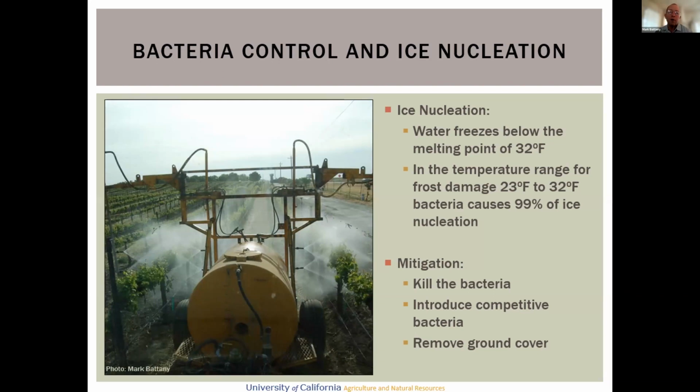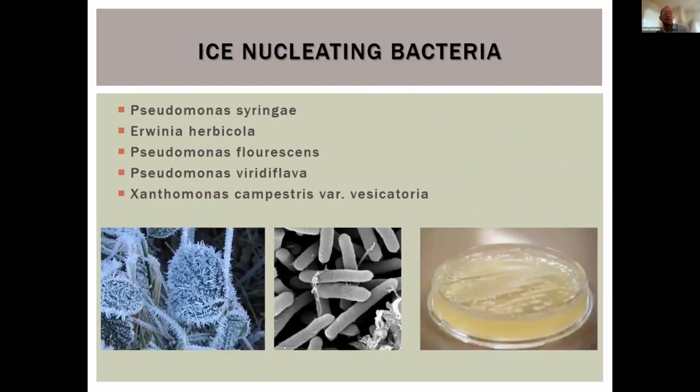And part of the idea is, well, if it's bacteria on the tissues that are causing this ice nucleation to happen in the first place, leading to the freeze damage, maybe we can do something about this. Maybe we could kill them. Maybe we can introduce something that competes with them, but doesn't itself cause the same problem, or remove some of the sources of these bacteria, which is typically the cover crops, the ground cover. So we'll talk a little bit about these here.